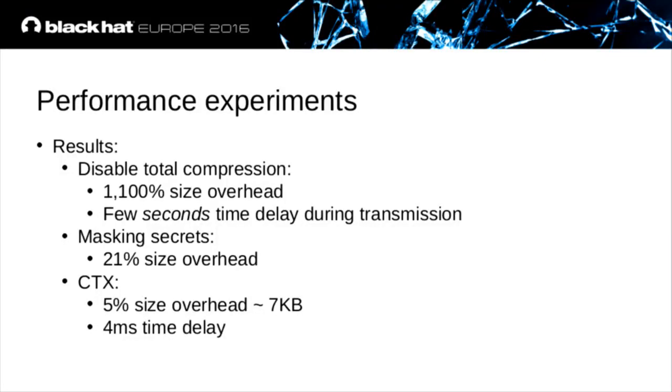A second proposal that was actually used by Facebook in order to prevent exactly BREACH from stealing CSRF tokens from Facebook was masking secrets.